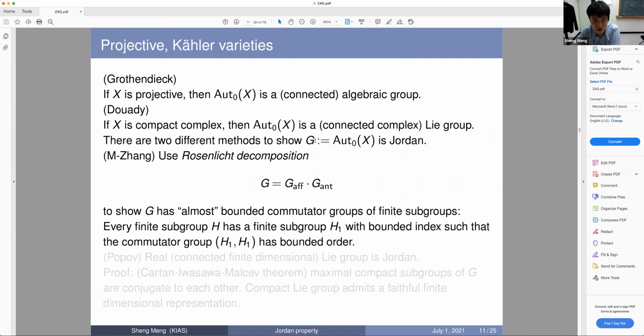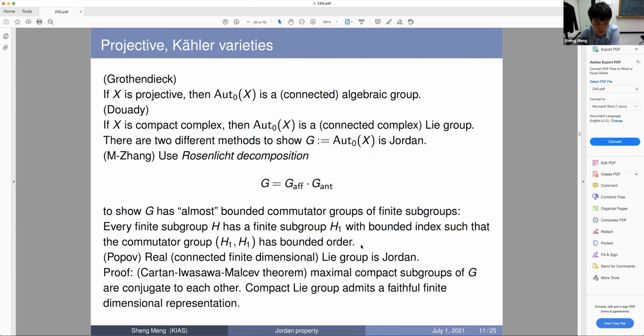Now there are two different methods to show that the connected component Aut^0(X) is a Jordan group. Our trick is to use algebraic group theory. First, we use the Rosenlicht decomposition. Roughly, it means that G can be written as the product of the affine part and the anti-affine part. Here, the affine part means the linear part of the algebraic group, and the anti-affine part is the minimal normal algebraic subgroup of G with linear quotient. Then we show that G has almost bounded commutator groups of finite subgroups. That is, every finite subgroup H has a finite subgroup H1 of bounded index such that the commutator group has bounded order.